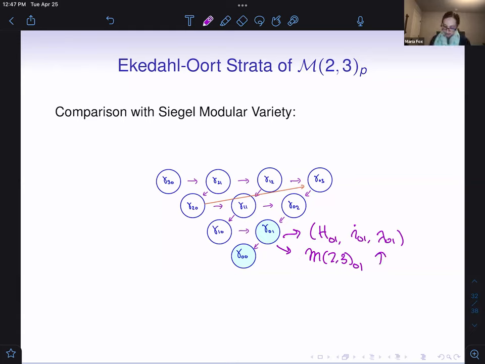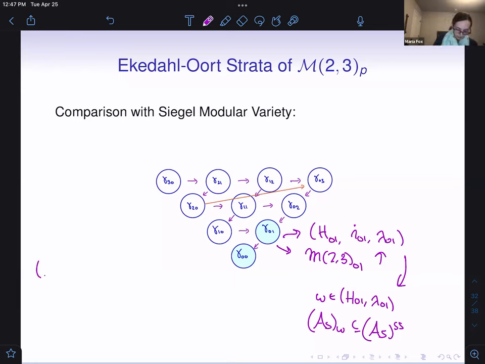What we do is we take this finite group scheme and we forget it ever had an action. We just study the group scheme with its polarization. Morally, what we're doing is we're taking our point from the unitary Shimura variety and we're taking the forgetful map to the Siegel modular variety. This will cut out some Ekedahl-Oort stratum inside the Siegel modular variety, which we happen to know is entirely contained in the supersingular locus.